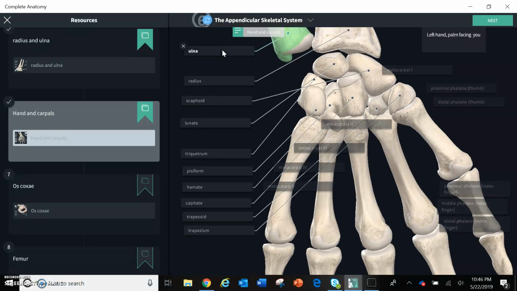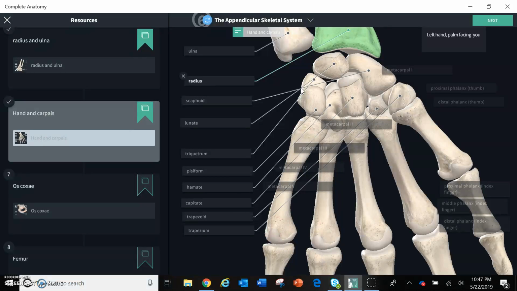So I've highlighted those. There's the ulna medially and the radius laterally. So let's start looking at the carpals. These bones of the wrist, the general term for them is carpals. Each little carpal bone has its own name.